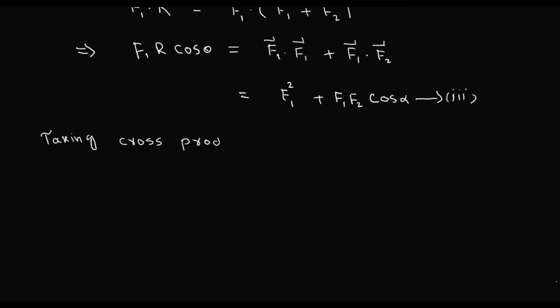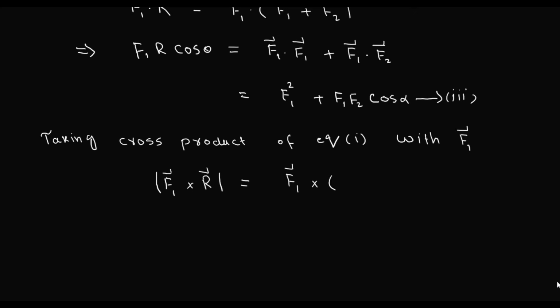Now we want to take the cross product of equation 1 with F1, just as first we took the dot product with F1. Remember that you should know a little bit about physics. So it will be written as F1 cross R, which is equal to F1 cross (F1 plus F2).